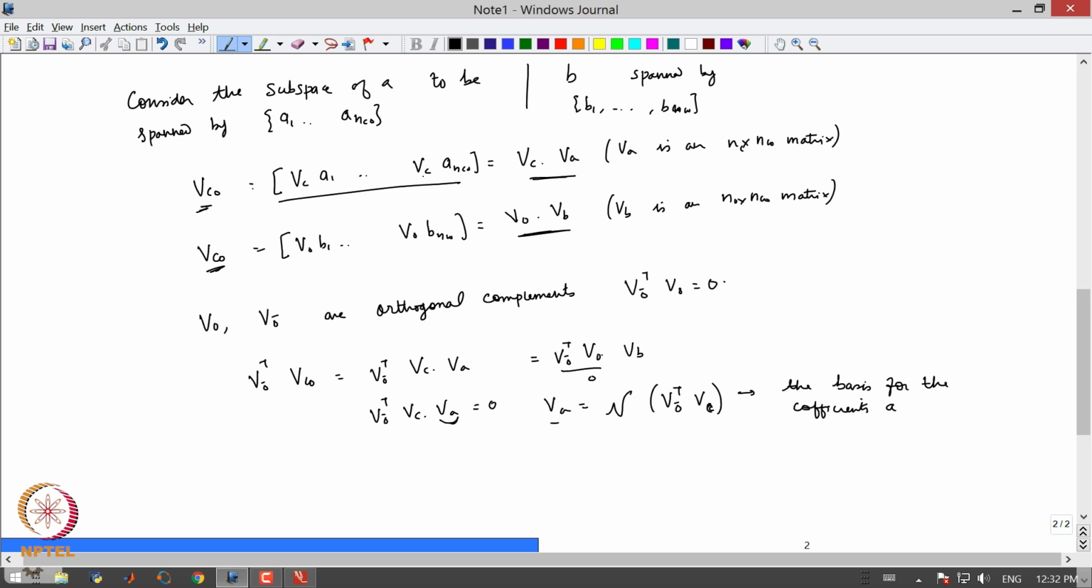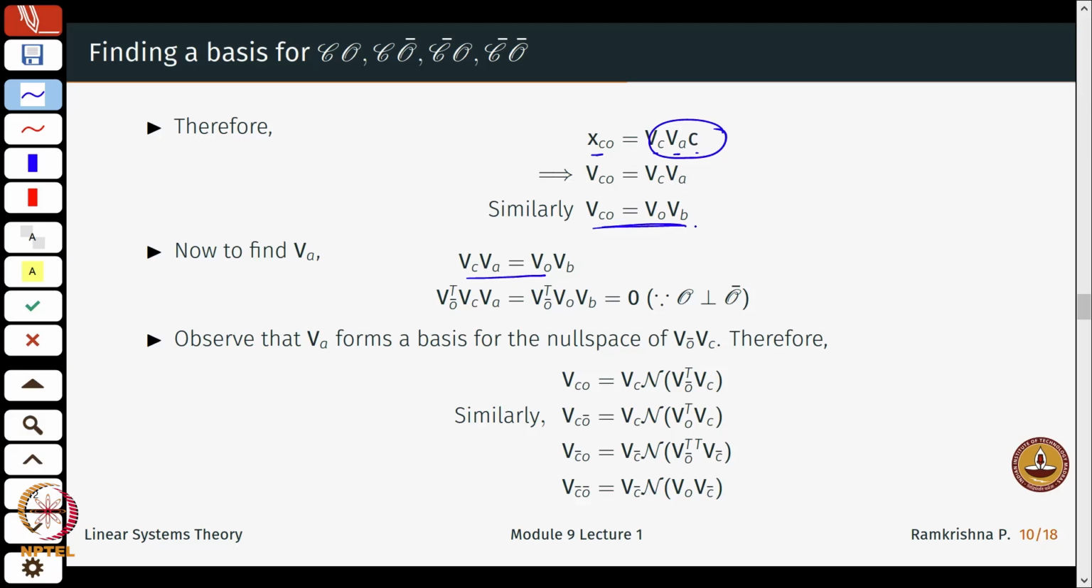And therefore, if I go one step further, what is V c naught? V c naught was V c times V A. Now, where does V A come from? V A is just from the null space of V naught transpose times V c, right. So, this is the first relation that we derive. The steps are written also here. So, this is what we derived: V c naught is V c times the null space of V naught transpose V c.